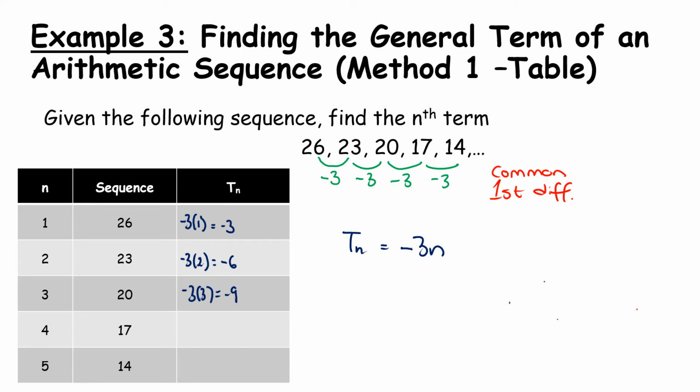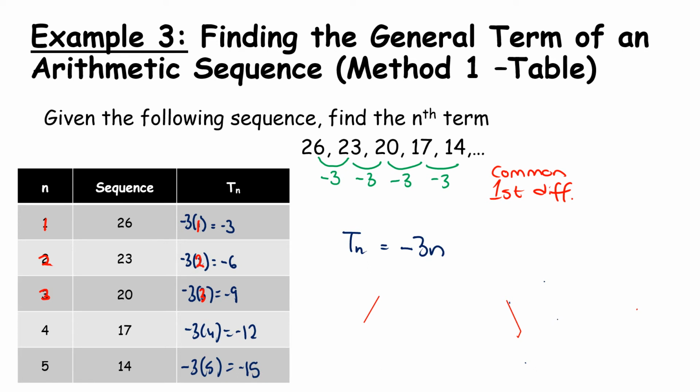So just make sure you're clear. That 1 is coming from the first term. This 2 is coming from the fact it's the second term. 3 is coming from the third term, and so on. Minus 3 times 4 is minus 12. And minus 3 times 5 is minus 15.